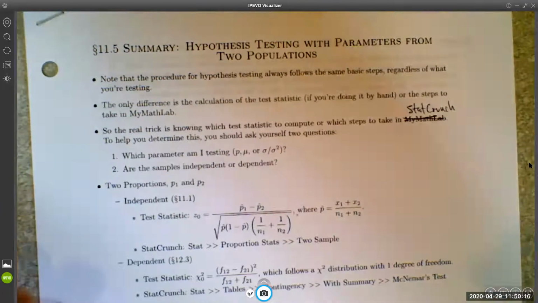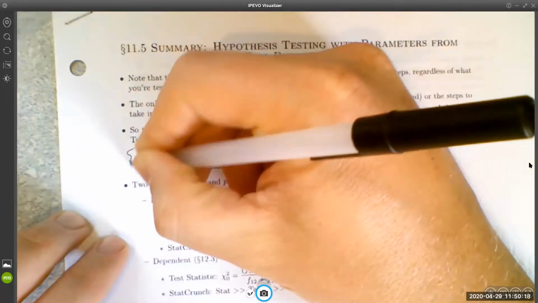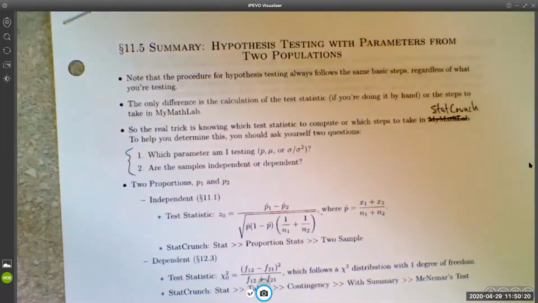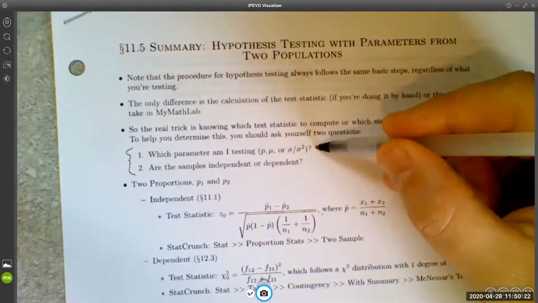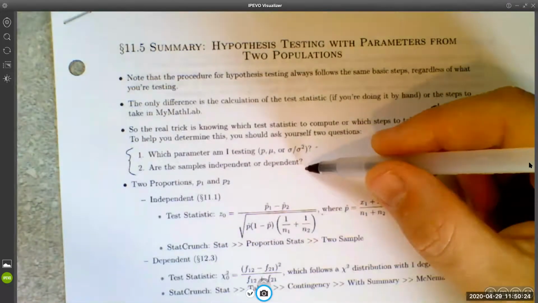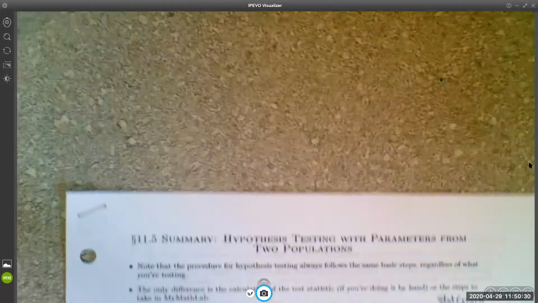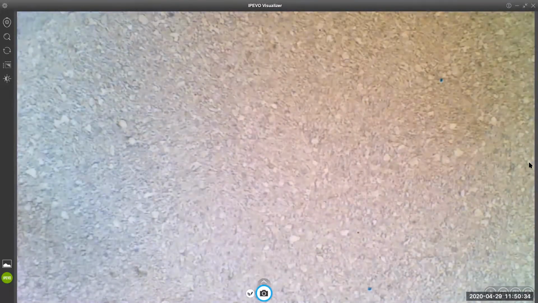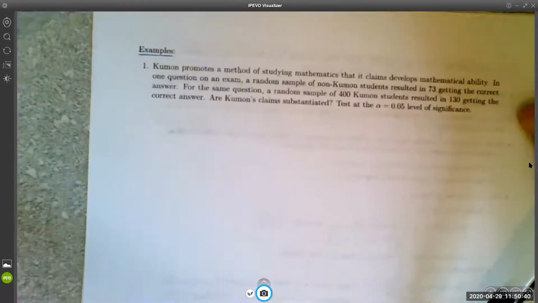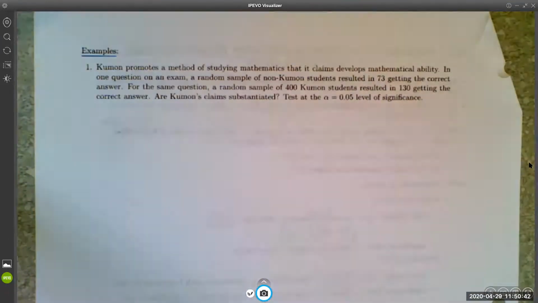Again, what it all boils down to is being able to answer those 2 questions. Which parameter am I testing? Are the samples independent or dependent? You need to be able to answer those 2 questions in order to run the correct test. And as far as everything else is concerned, like the interpretation of the p-value and the comparison of the p-value to the level of significance to make your decision, all of that logic is the same as it was in chapter 10.